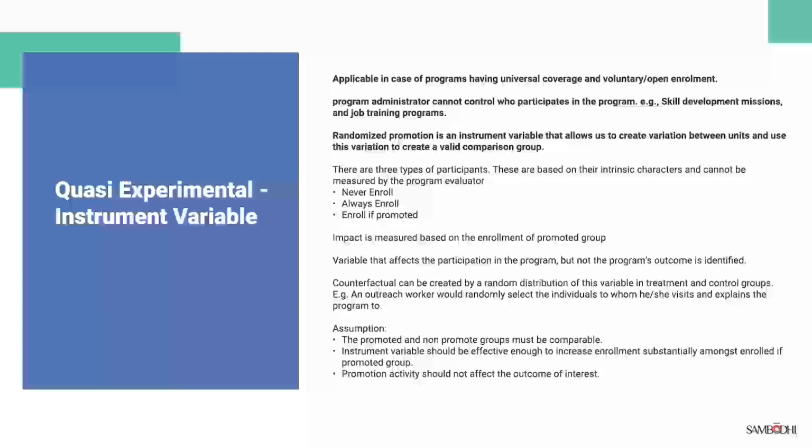In this study, the impact is measured based on the enrollment of the promoted group. The counterfactual in this approach can be created by a random distribution of this variable in treatment and control groups. For example, an outreach worker would randomly select the individual to whom they visit and explain the program to.